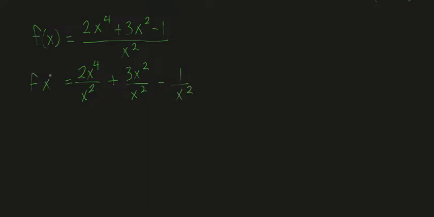This is still f of x. We can rewrite this. 2x to the power of 4 divided by x squared will be 2x squared. 3x squared divided by x squared is going to be just plus 3. 1 over x squared is going to be minus x to the power of negative 2. When we have 1 over x squared, this is the same thing as x to the power of negative 2. Now we can take the derivative.